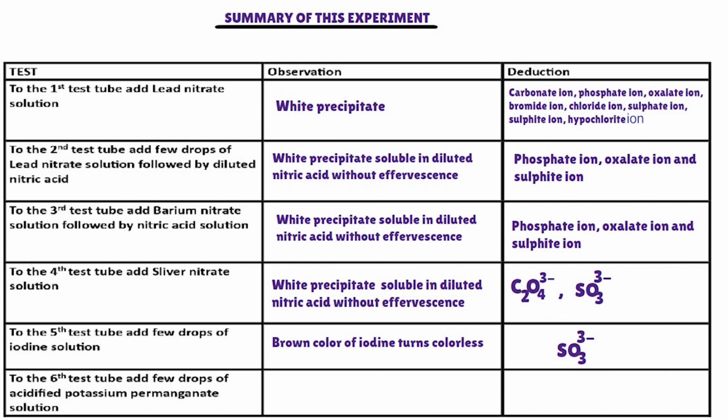Second confirmatory test. The anion from the above list that reacts with acidified potassium permanganate solution, during reaction, purple color of acidified potassium permanganate solution turns colorless. The anion is sulphite ion. Sulphite ion is confirmed. The anion present in the salt is sulphite ion.